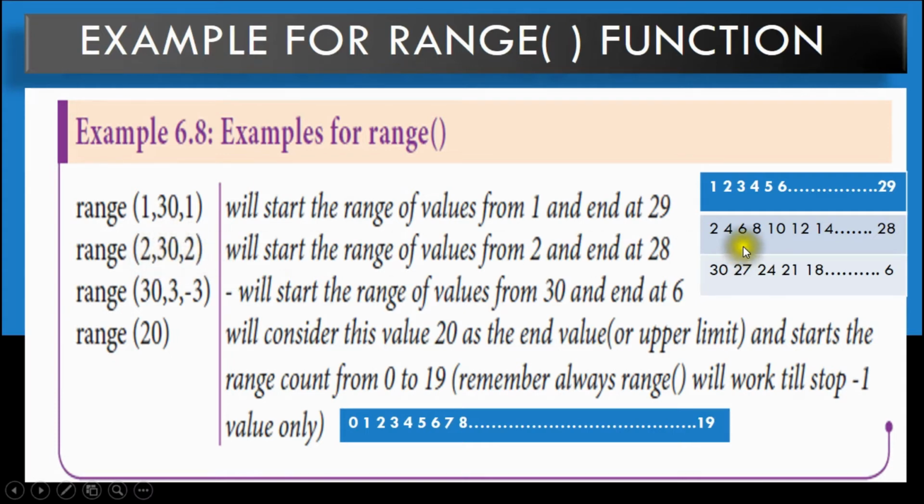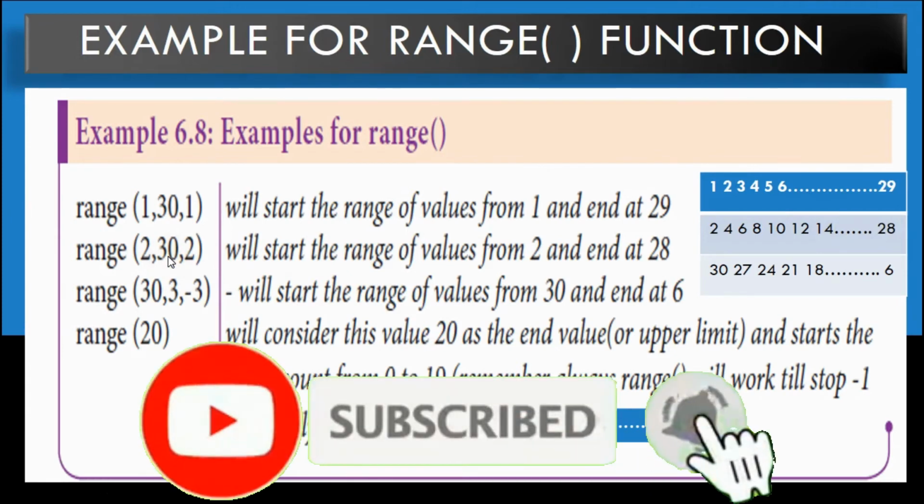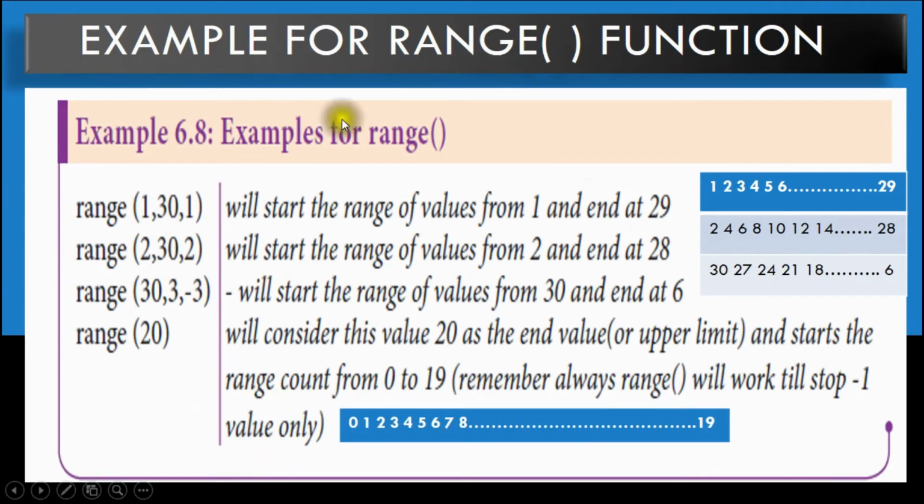2, 4, 6, 8, 10, 12, 14, 16, up to 28 only it will print because the stop value is 30. So 30 minus 1, what do we get? 29. So before 29, 2's multiple is 28. So it prints up to 28.